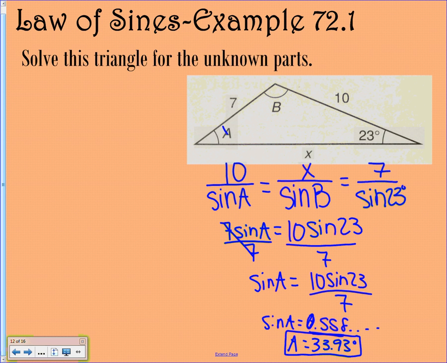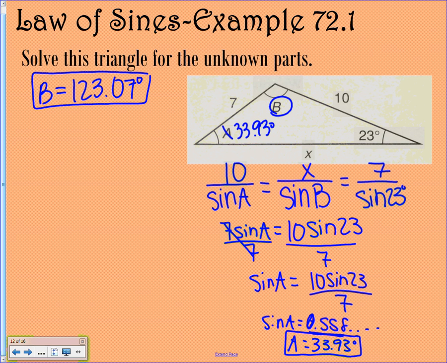So if this angle here is 33.93, that means that we can find angle B because our angles all add up to 180. So subtract your 23 and your 33.93. And that gives you that B equals 123.07 degrees. And so there would be our two angles, and now we just have to find X.